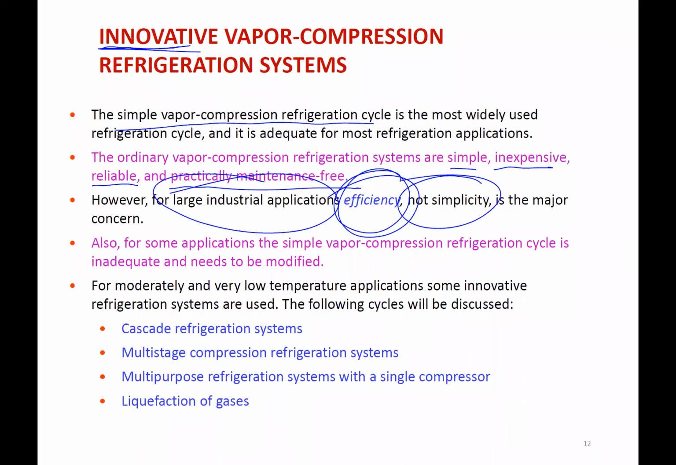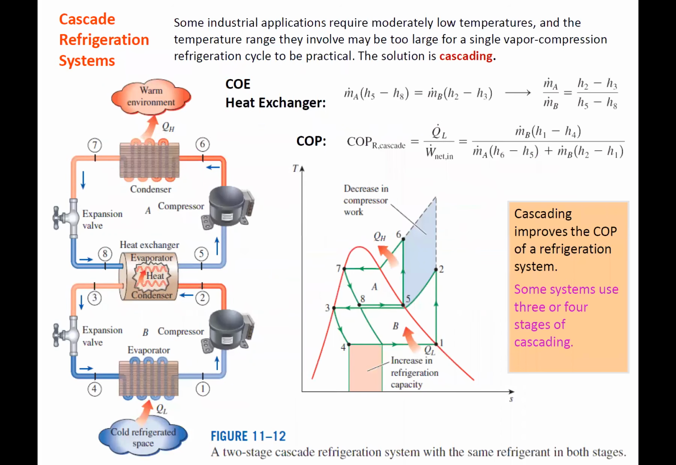So we'll talk about a cascade, which is pretty simple. And then we have multi-stage. We'll talk about multi-purpose with a single compressor. I won't get into the liquefaction of gases, but it's in your book if you want to look at that. The cascade, really, it's just slapping one vapor compression cycle on top of the other. We just have two of them.